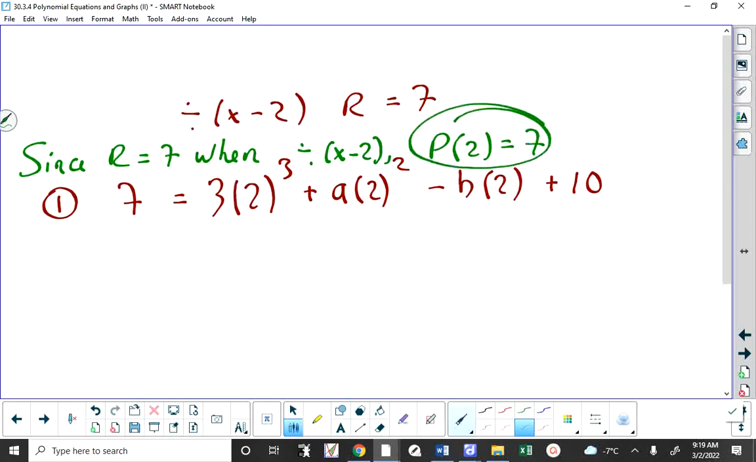I think this is crucial. I think some statement of you saying that the remainder theorem is leading you to this idea that p of 2 is equal to 7.